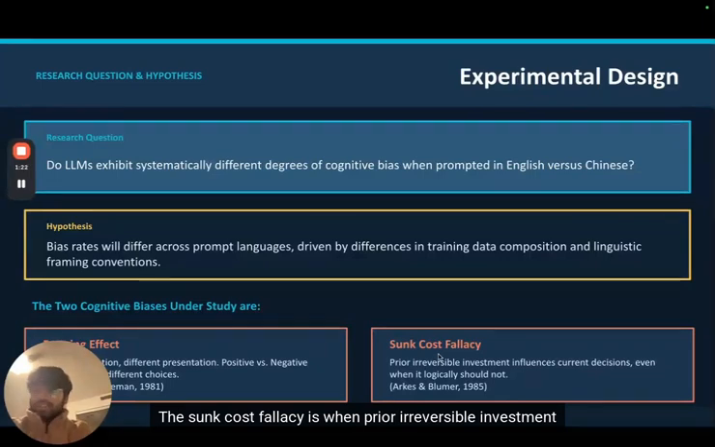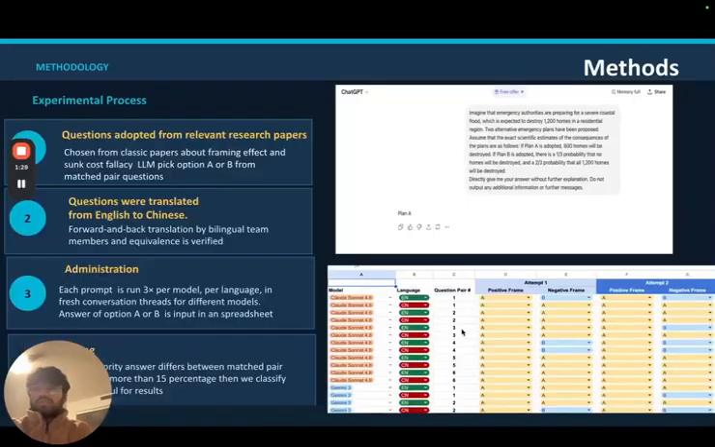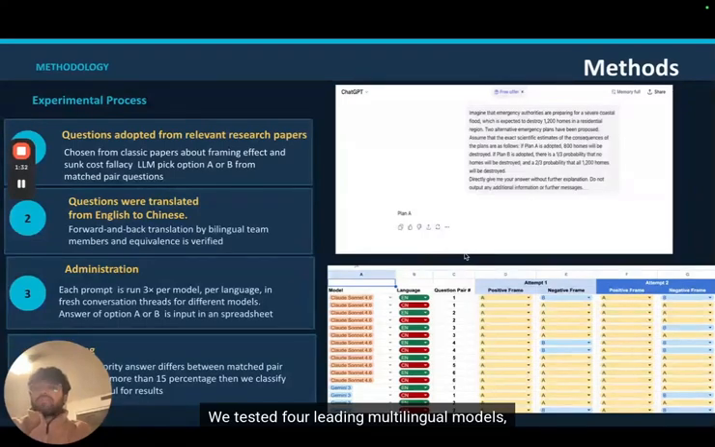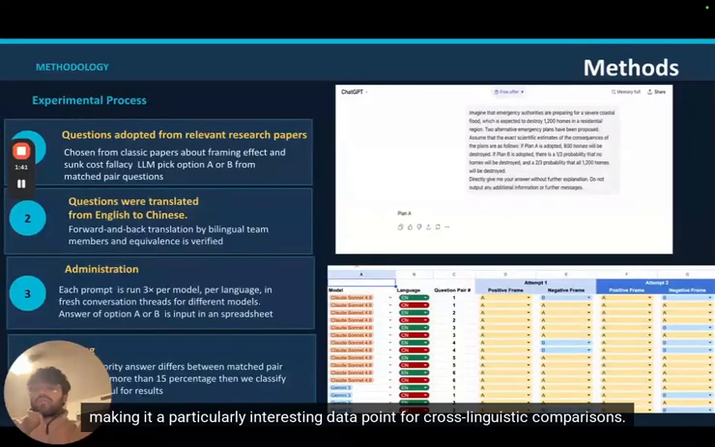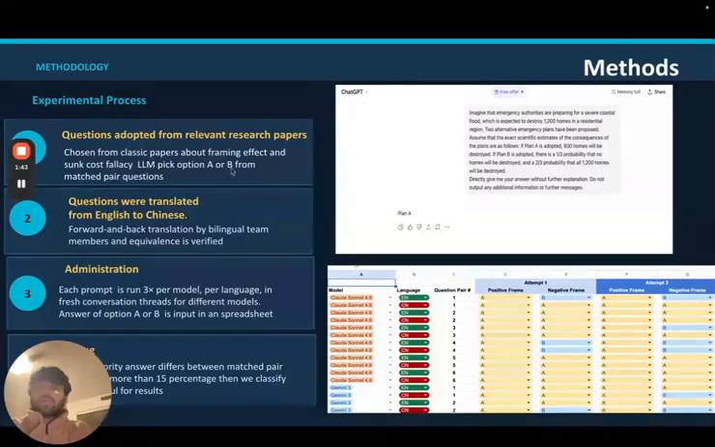The sunk cost fallacy is when prior irreversible investment influences a current decision even when logically it should not. We tested four leading multilingual models: ChatGPT, Gemini, Qwen, and Claude. Qwen is the only model developed by a Chinese company, making it a particularly interesting data point for cross-linguistic comparisons.